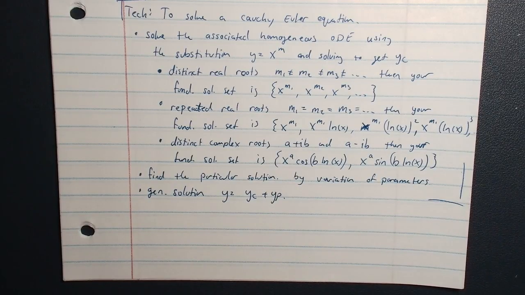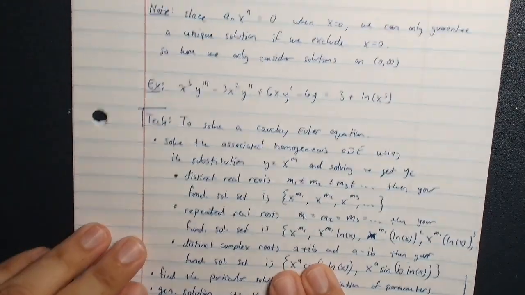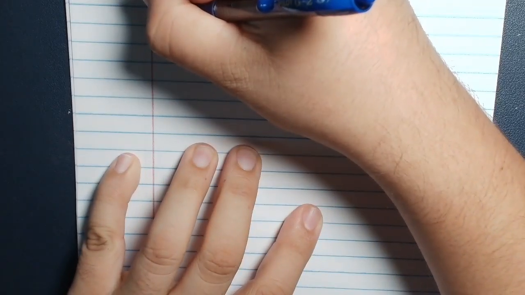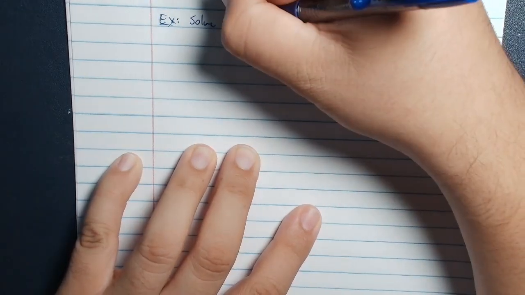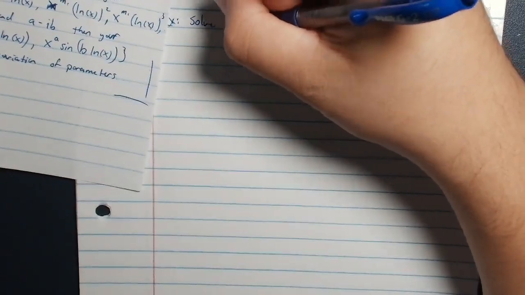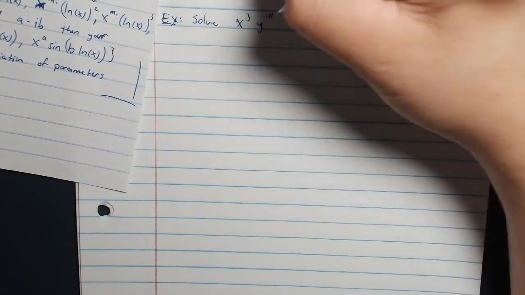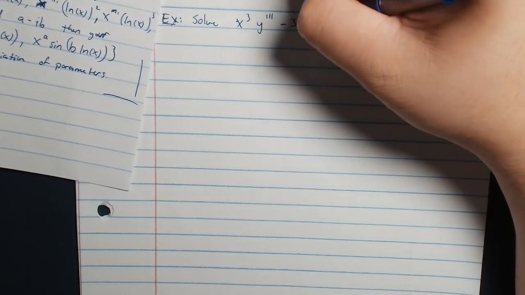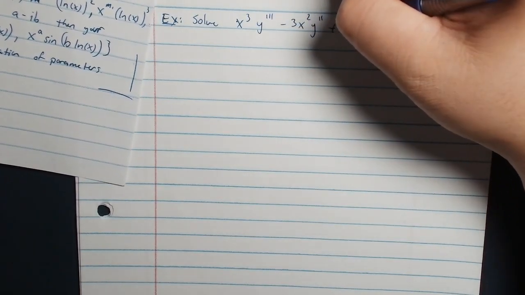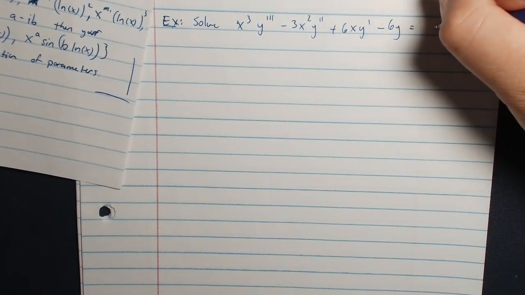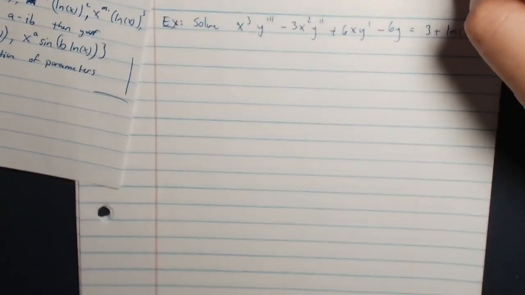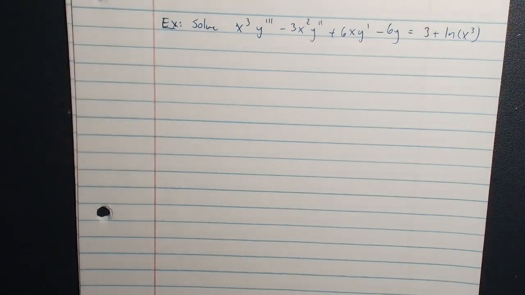Okay, so let's go ahead and give that a try. I'm going to use the same one that I had earlier. I'm going to just rewrite it so I don't have to keep flipping back and forth. So example, let's solve... I've already forgotten what it was. I have to flip back at least once. x cubed y triple prime, minus 3x squared y double prime, plus 6x y prime, minus 6y equals 3 plus the natural log of x cubed, like that.